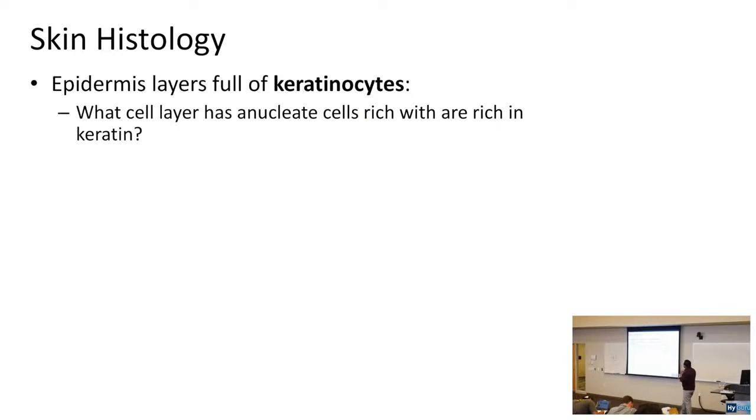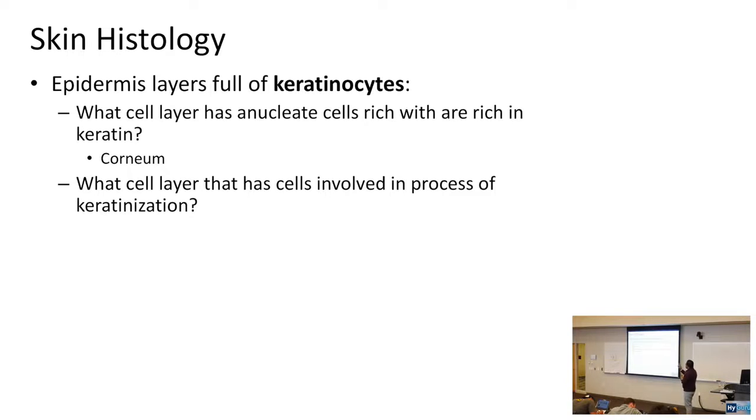What cell layer has anucleate-rich cells which are rich in keratin? That is going to be the stratum corneum, and that's going to be the top layer. What cell layer has cells involved in processes of keratinization? And that is going to be the granulosum.